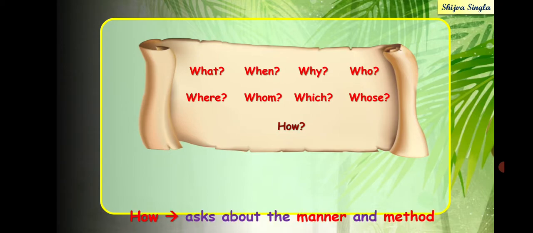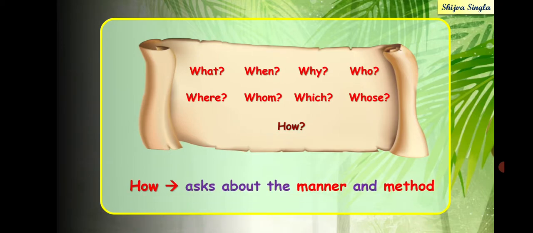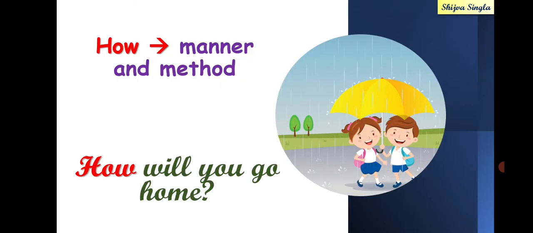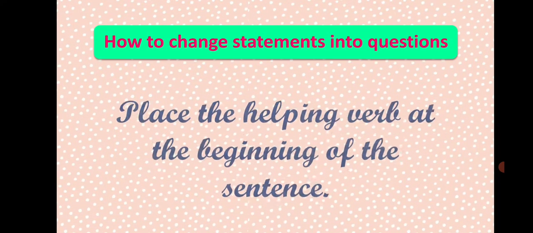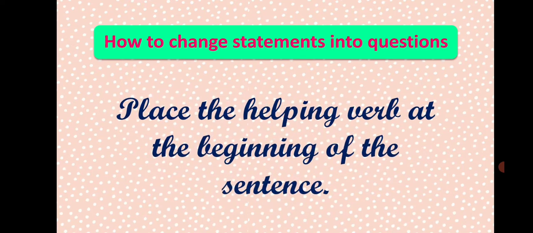Then comes the word how. It asks about the manner and method. For example, how will you go home? Alright, now let's see how to change statements into questions. To change a statement into a question, we place the helping verb at the beginning of the sentence and we end it with a question mark.